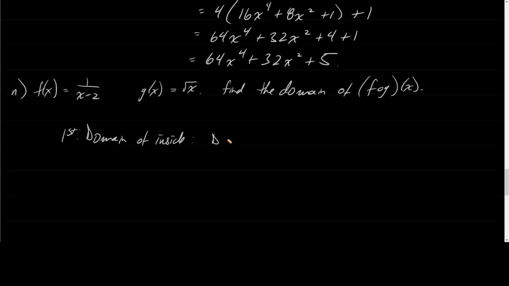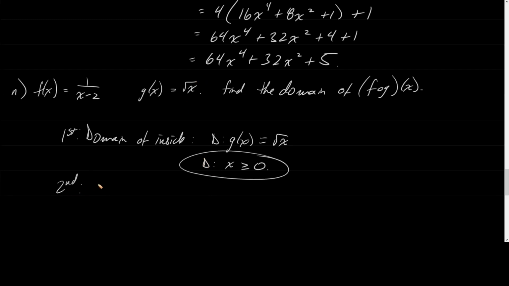So we're looking for the domain of g of x. In this case, what's g of x? G of x was the square root of x, right? And for that, x must be greater than or equal to 0, right? That is the domain of g of x. All right, cool. Second, we're going to find the domain of the composition.